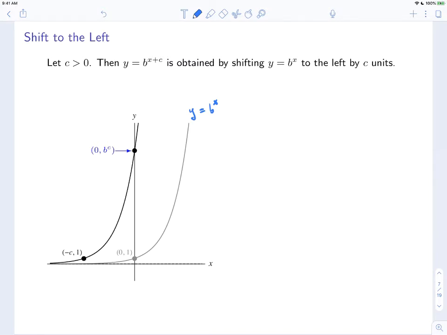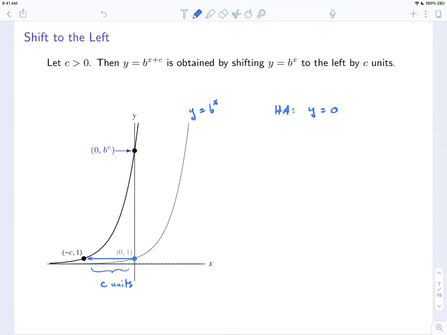So you can see that in terms of the y-intercept here. If I start with that y-intercept, I'm going to shift to the left by c units. So it's going to go like this, and this is c units. Again, it doesn't change the horizontal asymptote, so the horizontal asymptote is still the same. It's still y equals 0.